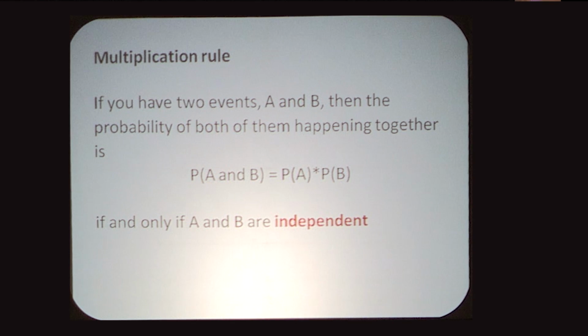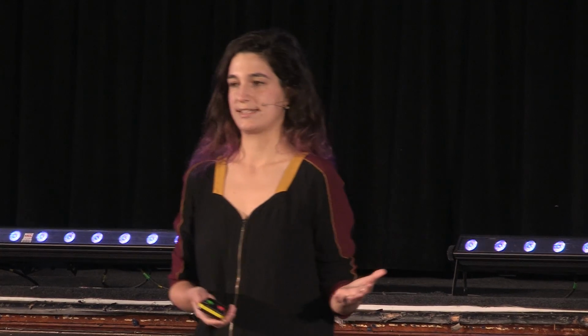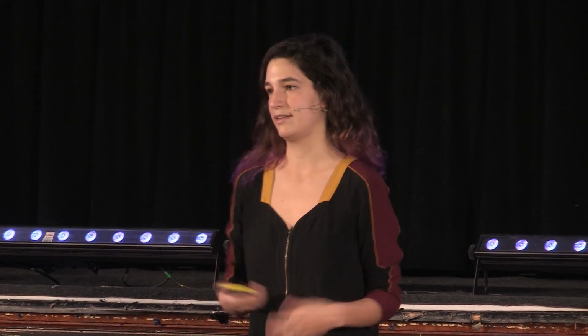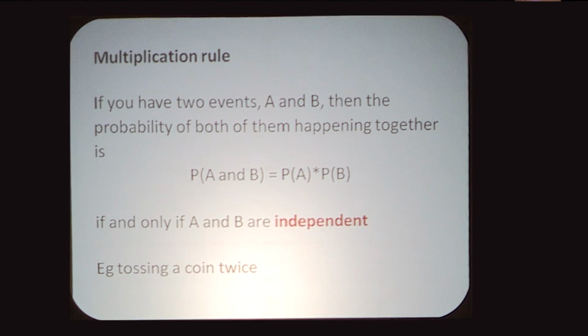If you're a student doing your exams and you have a coin that you toss twice, then obviously the two tosses are independent. But in real life, it's actually a lot more difficult to find out if things are independent or not. So I've got a couple of interesting examples.